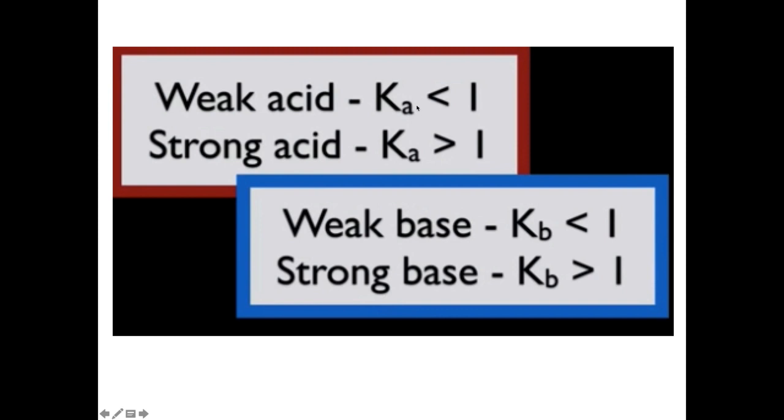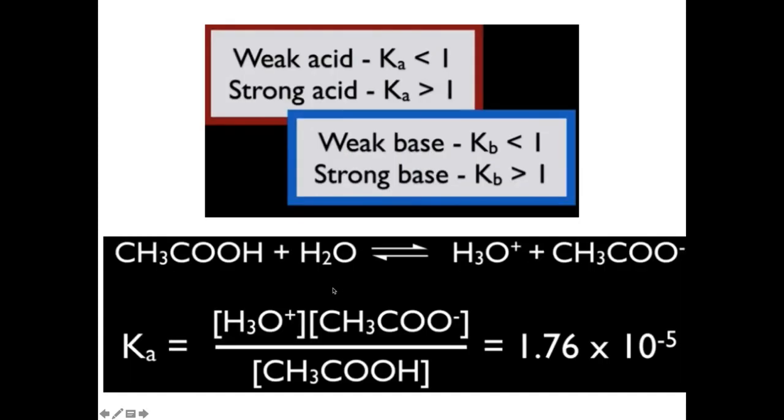A weak acid is going to have a Ka of less than 1. A strong acid is going to have a Ka of greater than 1. For bases, weak bases have Kb's less than 1. Strong bases have Kb's greater than 1.